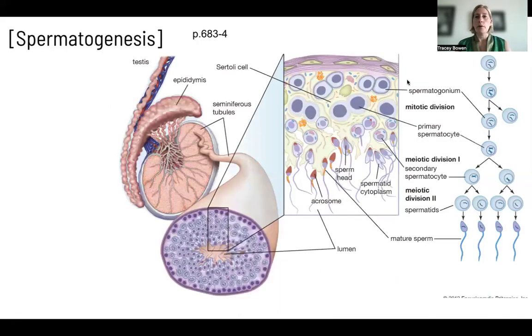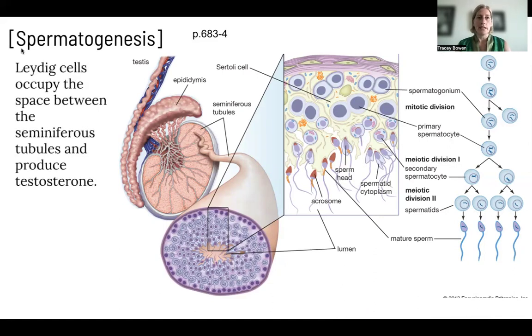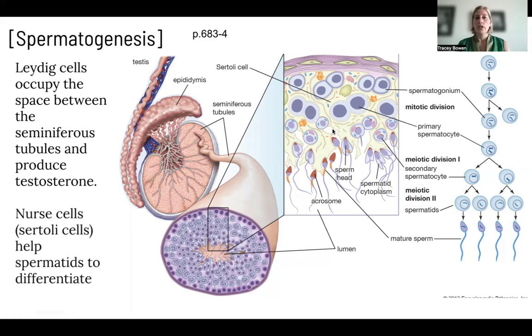So how are sperm made? This is a process called spermatogenesis, and Leydig cells occupy the space between seminiferous tubules, and they will produce testosterone. A testis is just filled with thousands of seminiferous tubules, and the process of making sperm is occurring inside the seminiferous tubules. In the seminiferous tubule, there are spermatogonia cells, which are close to the wall of the seminiferous tubule.